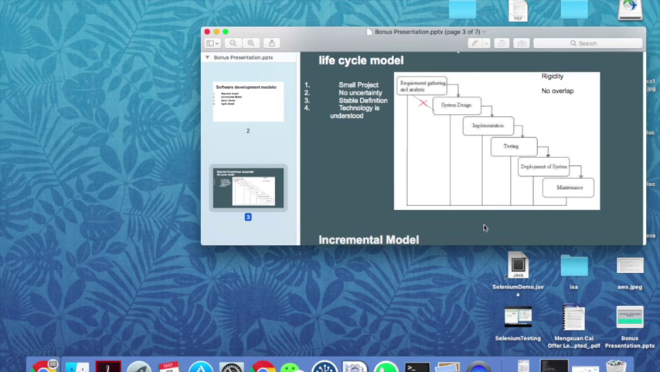So, when to use the waterfall model? First, this model is used only when the requirements are very well known, clear, and fixed, and the product definition is stable, and technology is understood. And then there are no ambiguous requirements. Ample resources with required expertise are available freely, and the project is short.